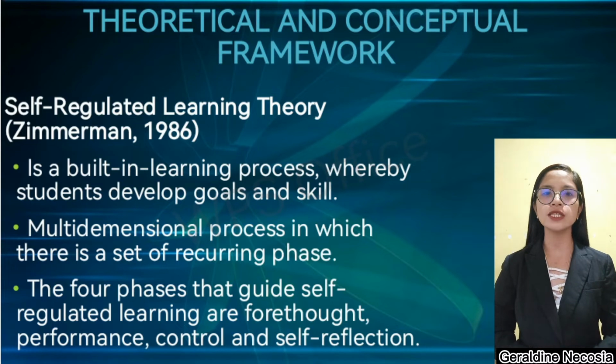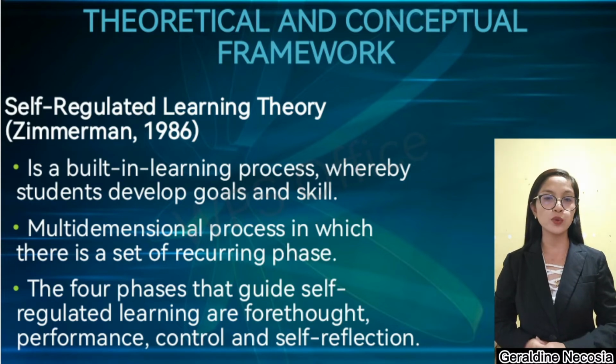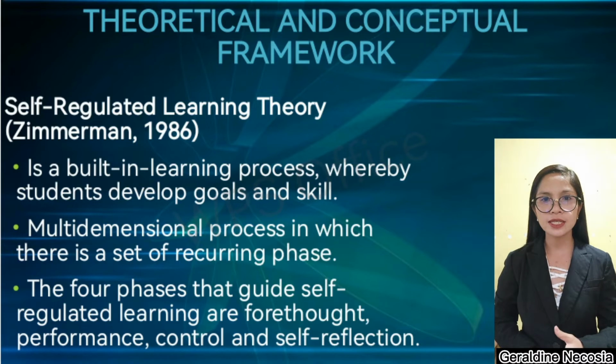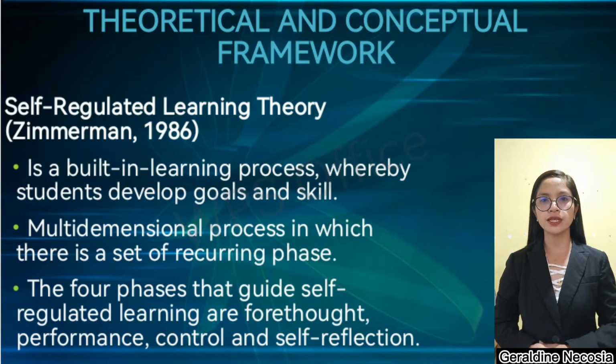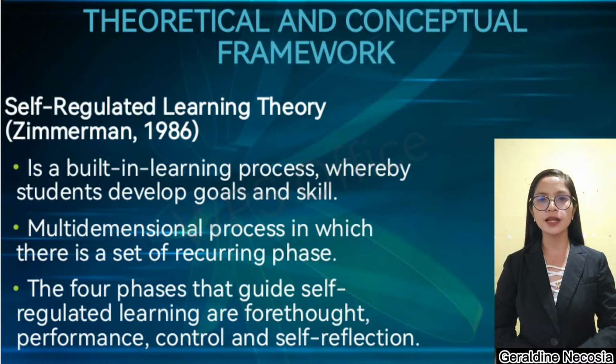Self-regulated learning is a multidimensional process in which a set of 3 recurring phases in a general time-ordered sequence materializes with the attainment of self-regulation skills. The phases that guide self-regulated learning, forethought, performance control, and self-reflection, are essential in the developmental processes. Phase 1 refers to forethought or planning beforehand.